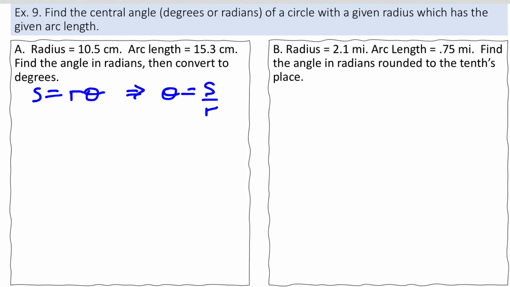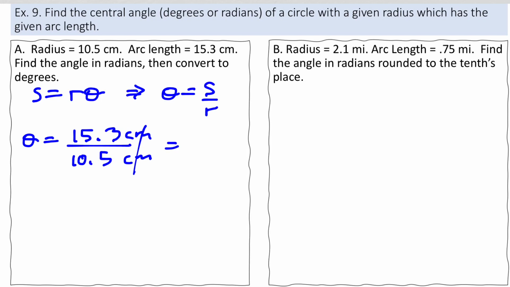All right, so arc length is S, so 15.3 centimeters in the numerator. The radius, 10.5 centimeters. So the centimeters are going to cancel, and you'll be left with a number here. Let's see what I get. 1.457. And this is going to be in radians. Okay, so remember our formula has theta in radians.